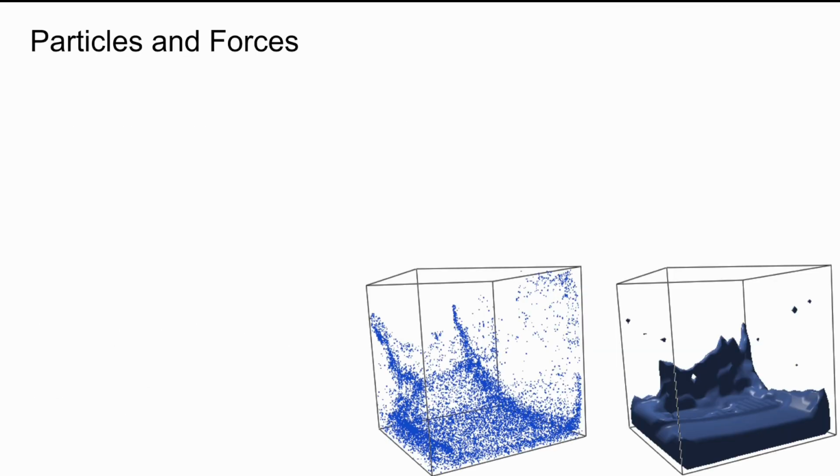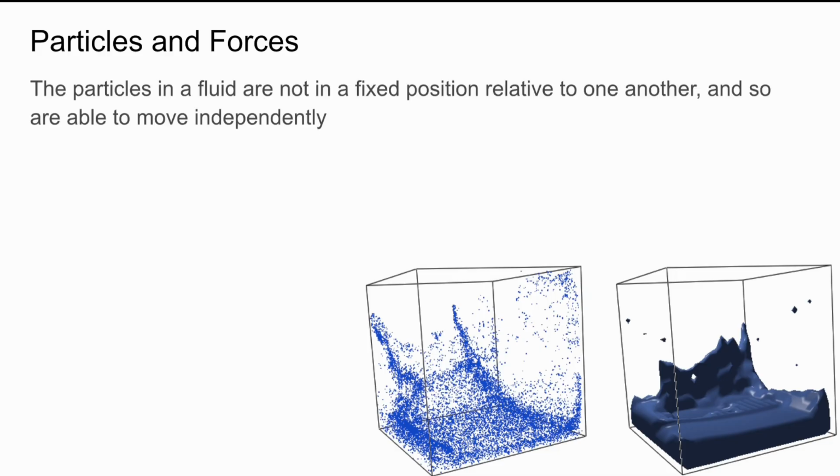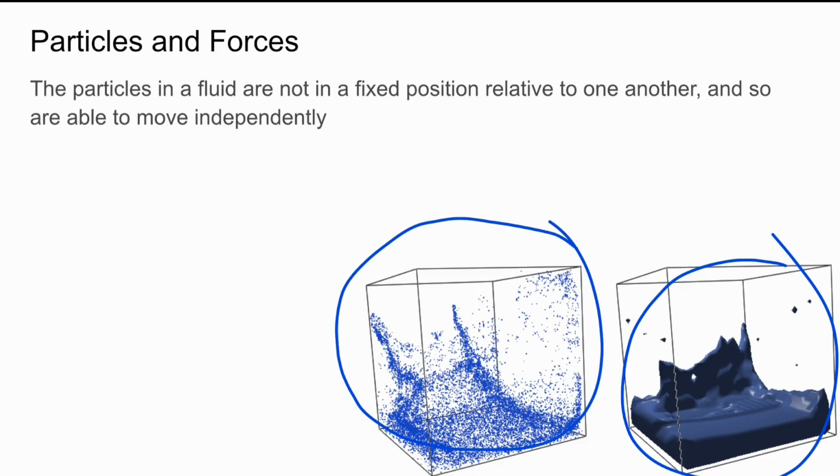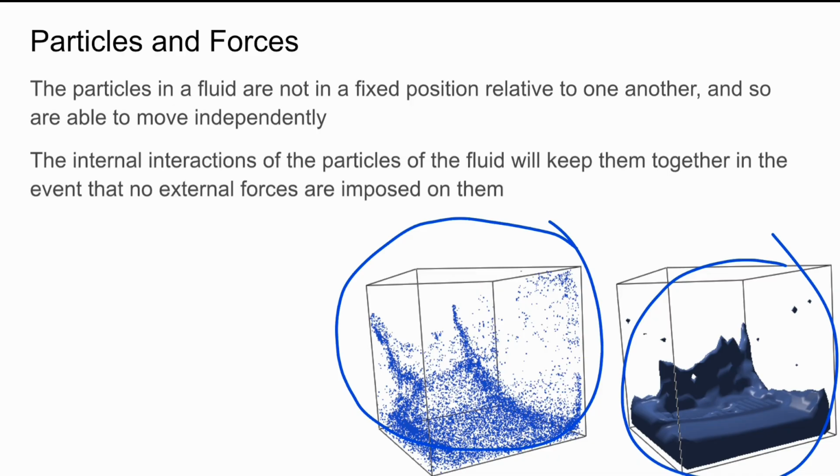So let's explore that. Just as a quick aside, particles in a fluid are not in a fixed position relative to one another, and so they're able to move independently. If we think about a fluid over here on the right, we think about a fluid as one liquid volume that all acts together. But really, it is something more like this: a bunch of independent particles that are held together by cohesive forces or intermolecular interactions that maintain them in one volume unless there is significant force pulling them apart.